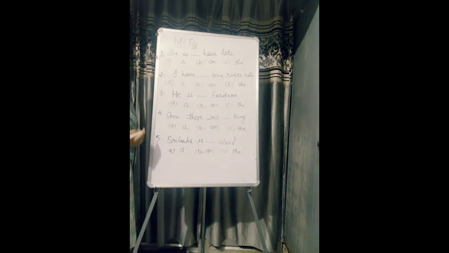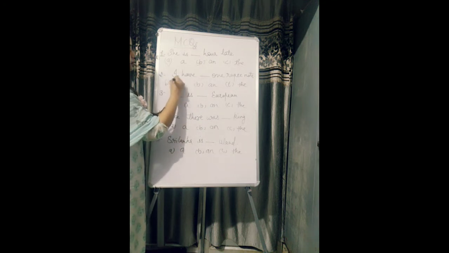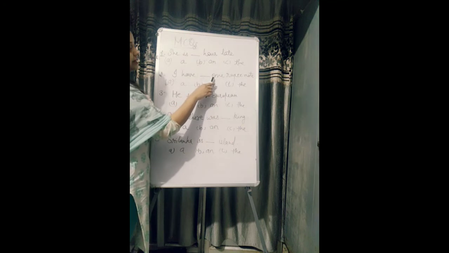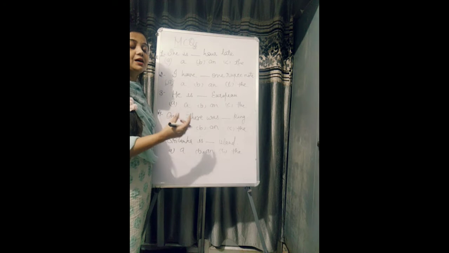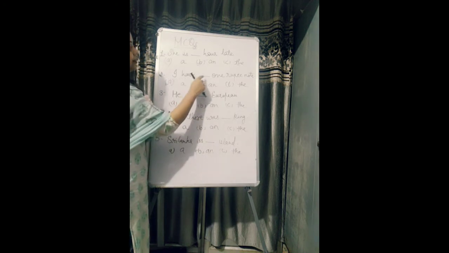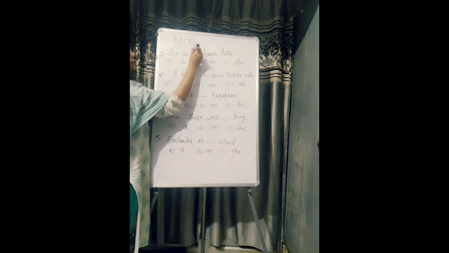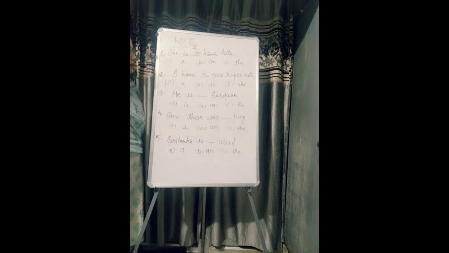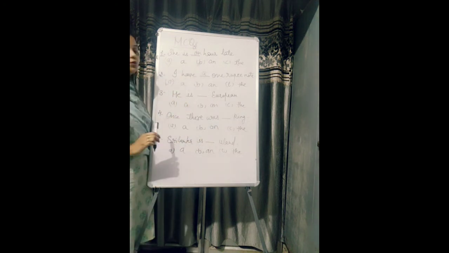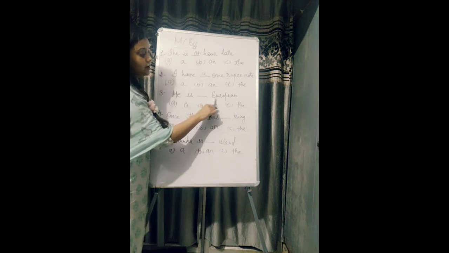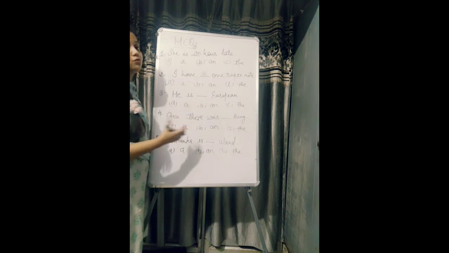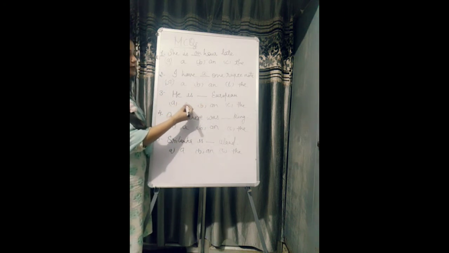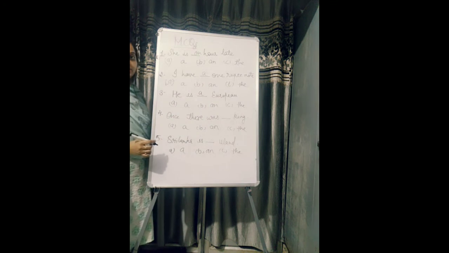Okay. Second one, I have dash 1 rupee note. So what will you write here? I have a 1 rupee note. Though it starts with a vowel, it is pronounced with the sound of "one", which is a consonant sound. So I have a 1 rupee note. Okay. Next one, he is dash European. Over here you can see it starts with a vowel, but is it pronounced that way also? No, it's pronounced with a consonant sound. So we'll write here, he is a European.